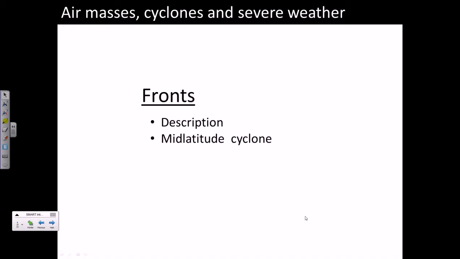We're moving on in this section to talk about weather fronts, and we'll start with a description and an anatomy, really, of what those weather fronts are, how they're constructed and organized in a basic sense, and then we'll move on to fit them together with the mid-latitude cyclone.